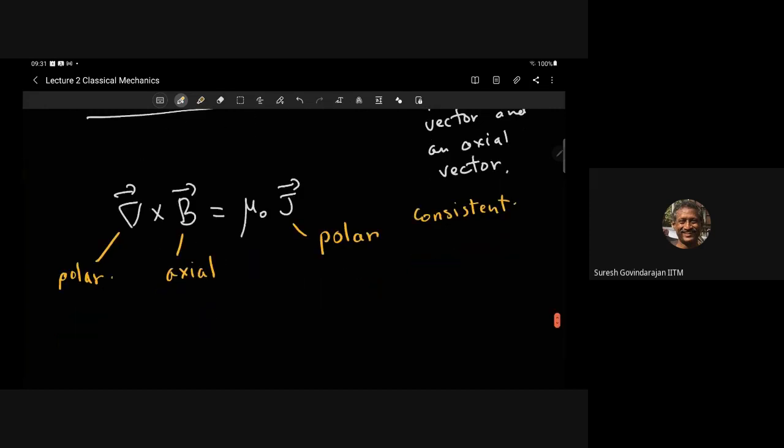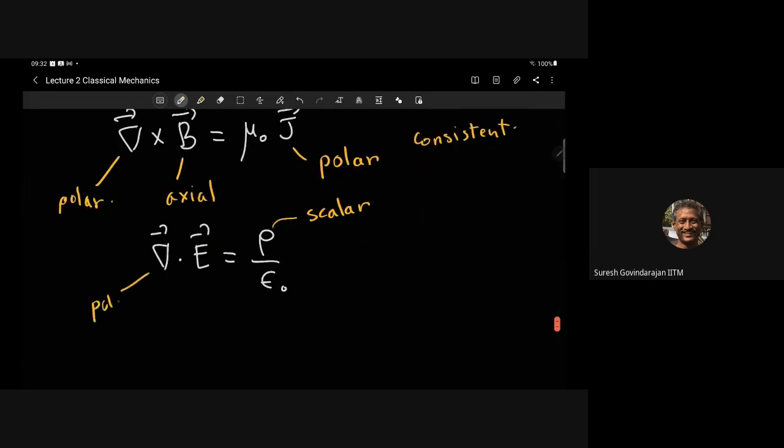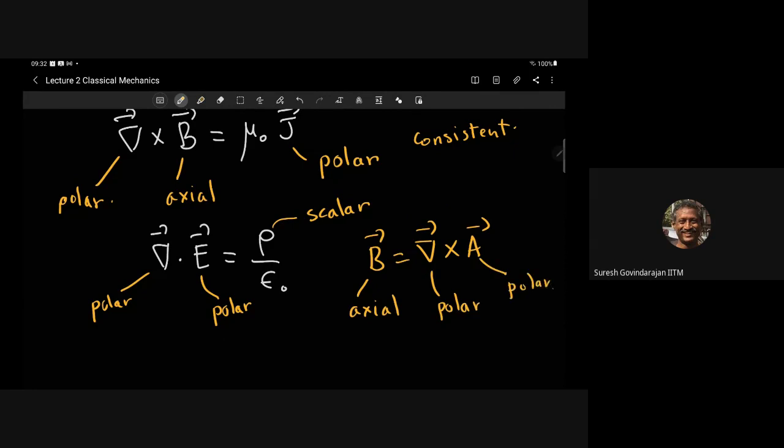Similarly, let's do one more equation. Both are polar vectors. So we can then say that the magnetic vector potential is a polar vector. Exactly. So B equal to del cross A. So this is axial, this is polar, this has to be polar. So you go back and check all of Maxwell's equations, you can put time dependence back into the problem. You will see that we can consistently assign parity, their transformations under parity.